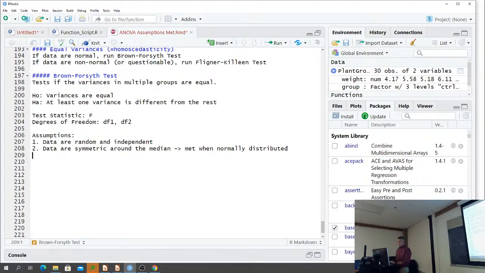They do have assumptions. Reporting, conclusion interpretation, our test statistic, degrees of freedom, both DFs and p-value.